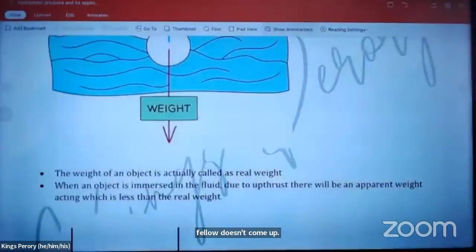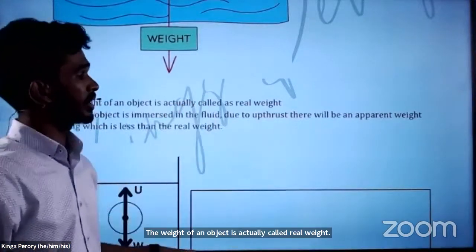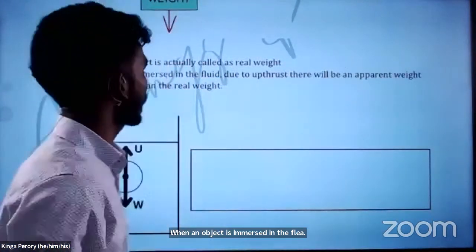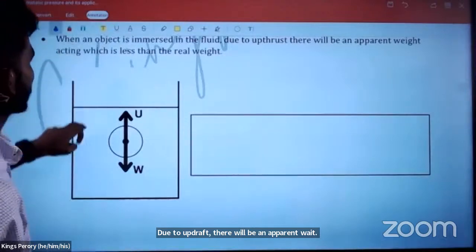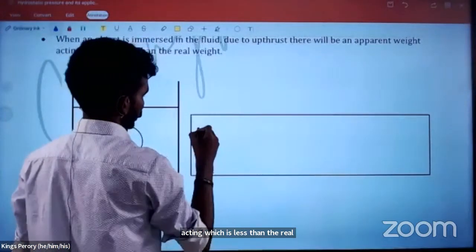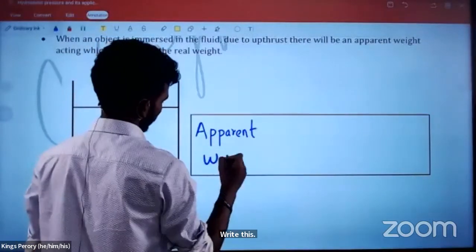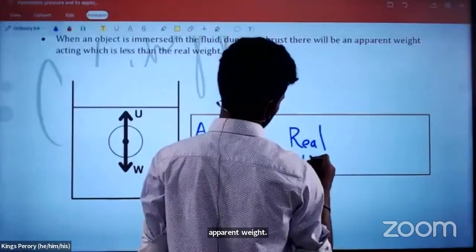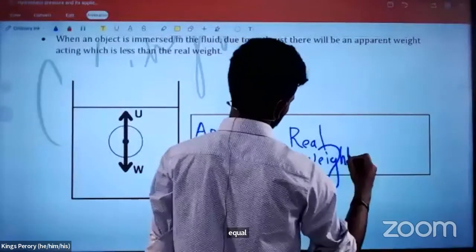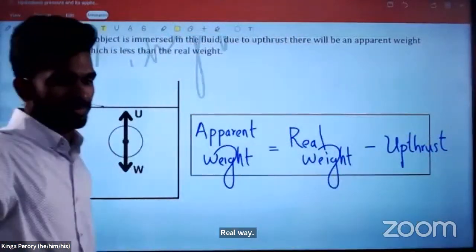That's the reason. The weight of an object is actually called real weight. When an object is immersed in a fluid, due to upthrust, there will be an apparent weight acting which is less than the real weight. So under that a box is given. We'll write this. Apparent weight equals real weight minus upthrust. Right?